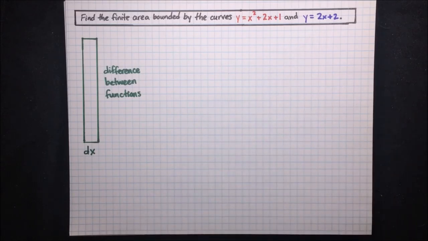And whether a function is a top function or a bottom function, that usually depends on the region of integration. In other words, the left and right bounds for x. So that's the first thing that we have to do. We have to find the bounds for x. Now remember, the bounds come from the points of intersection. So we have to find the x-coordinates at which the functions intersect. And we can do that by just setting the two functions equal and solving for x.